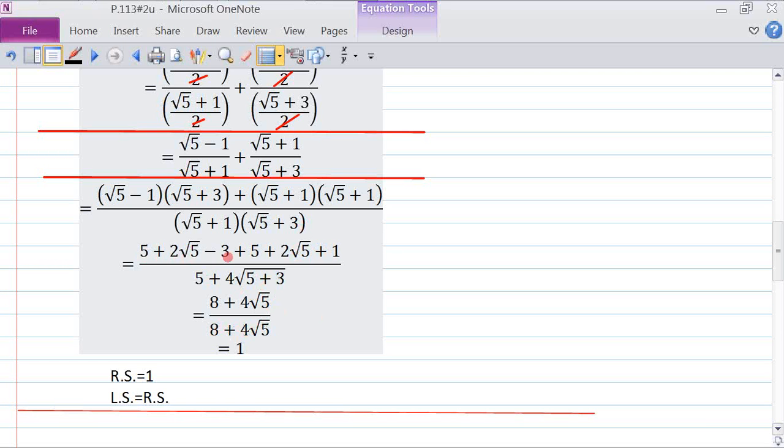So this sums to this, and this sums to that. So this gave me these 3 terms. This gave me these 3 terms. When I combined all 6 terms here, I got 8 plus 4 root 5. When I combined these 3 terms, I got 8 plus 4 root 5. These are the same, so it's 1.